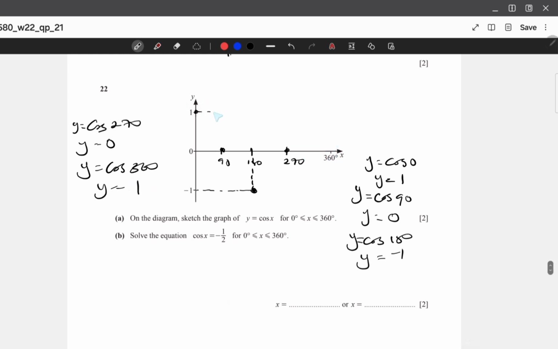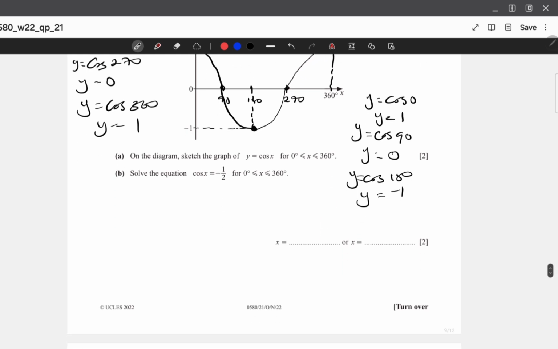So we trace it. If you look at this curve, it's something like this. Here. Then it comes down here. Then it goes up here. And it goes like this. And that's our answer for that one. Okay, so that's that for that.